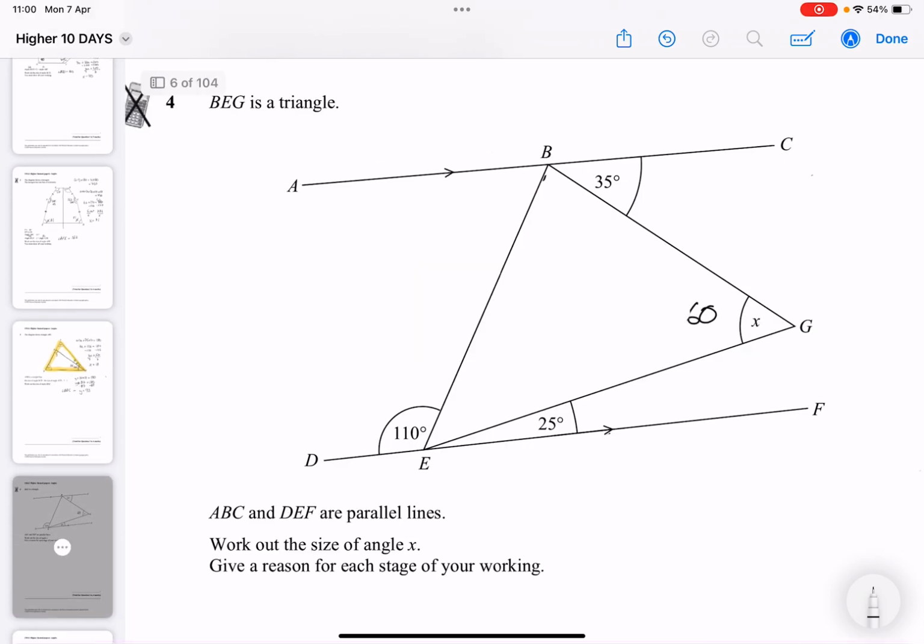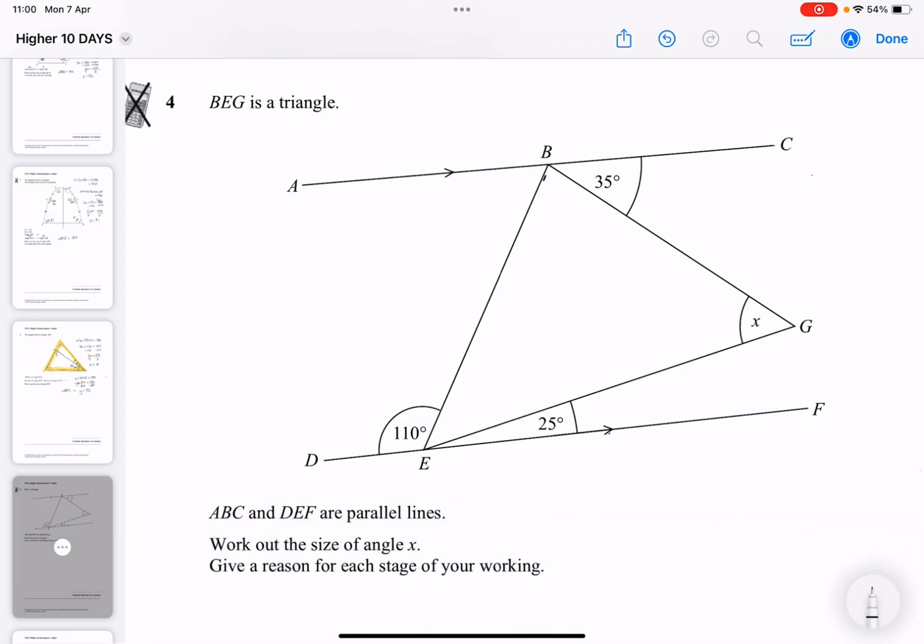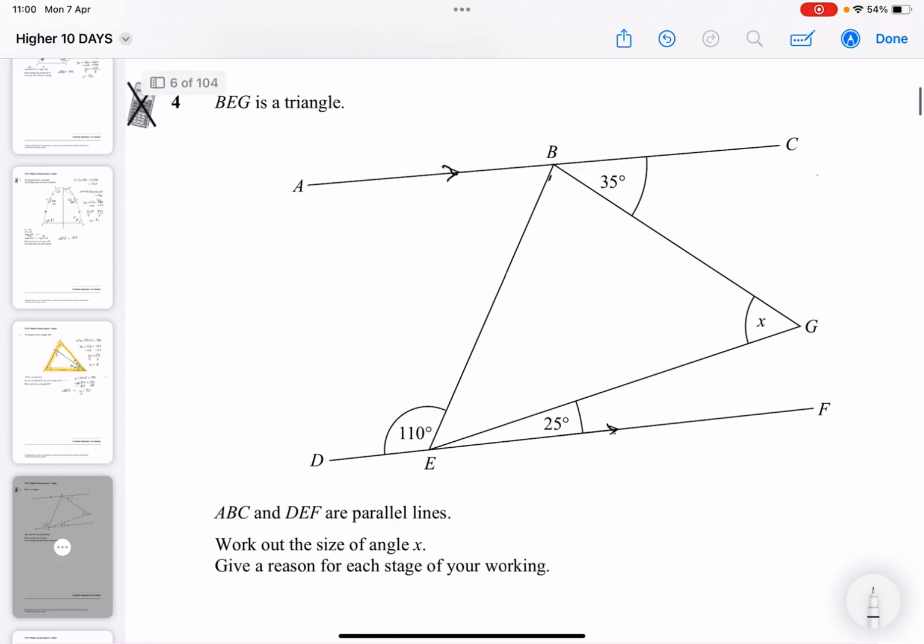Right, here we've got BEG is a triangle. Oops, it looks like I've already got the answer written down there because I did this wrong earlier. Well, no, I recorded it wrong. What I've now got is ABC and DEF are parallel lines. So I can see the parallel with the little arrows. Work out the size of angle X, give reasons for each stage you're working. I'm going to need to know something about parallel lines.